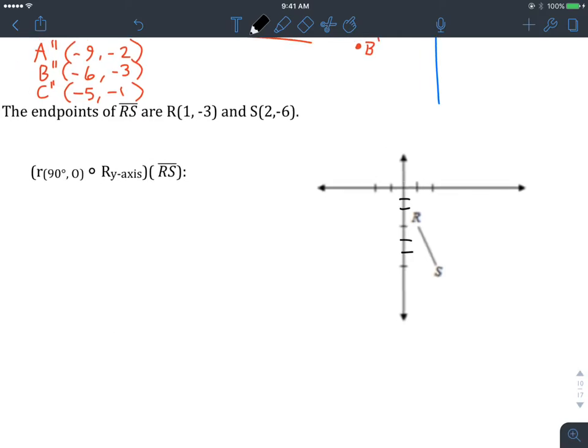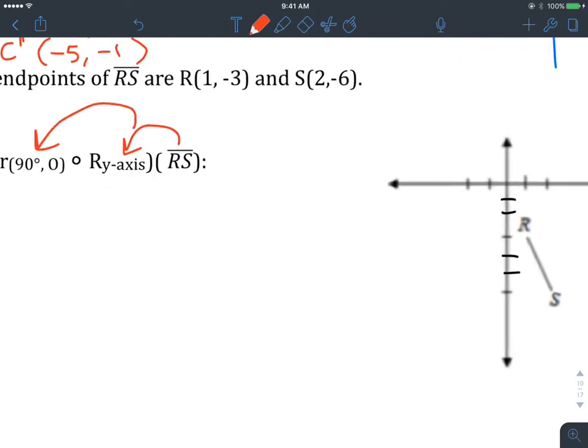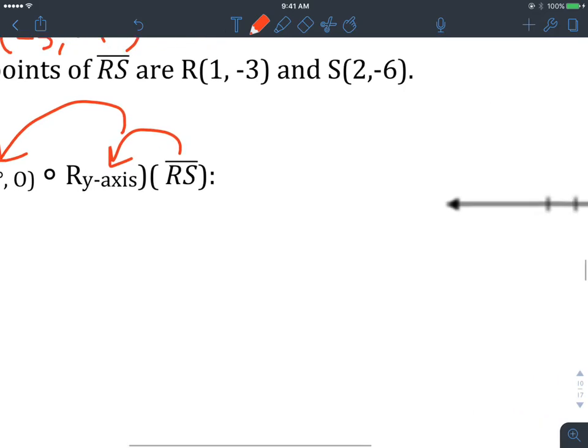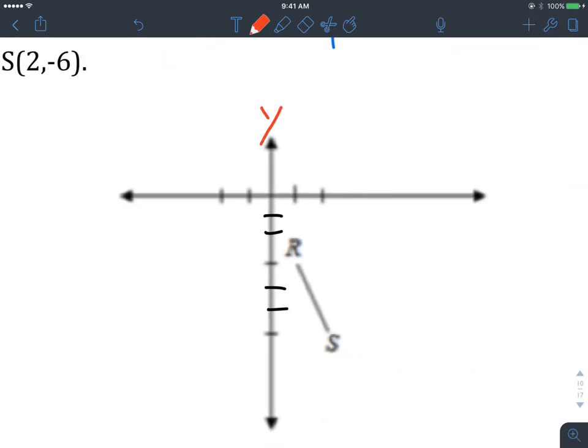So anyways, we got to do a couple of things here. First, notice we want to take the segment. We want to reflect first, and then we're going to rotate 90 degrees. And so we got to figure out what that means. Reflect across the y-axis. That would be your vertical axis. So we can get a general idea of what this should look like here. Something kind of like this.